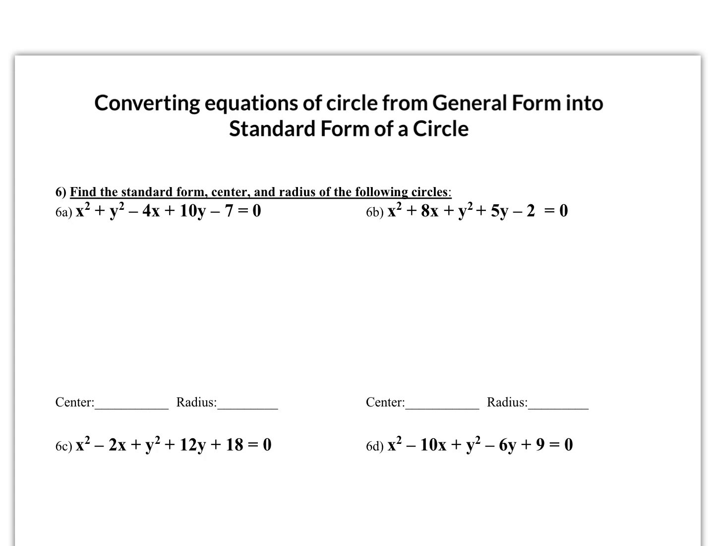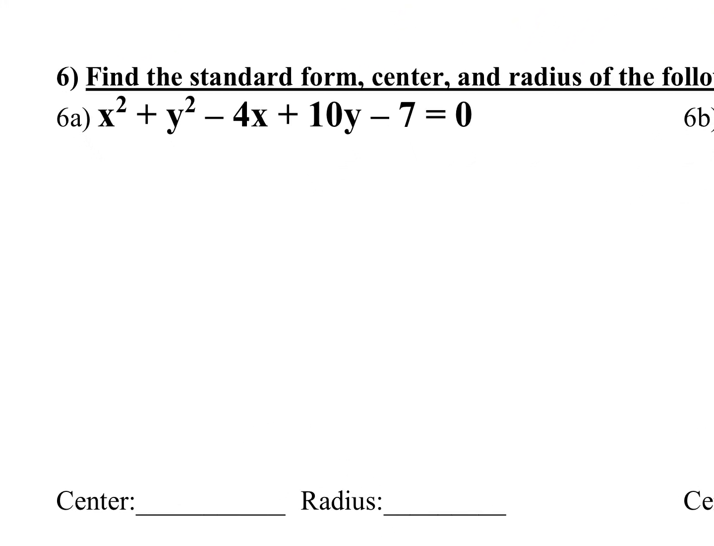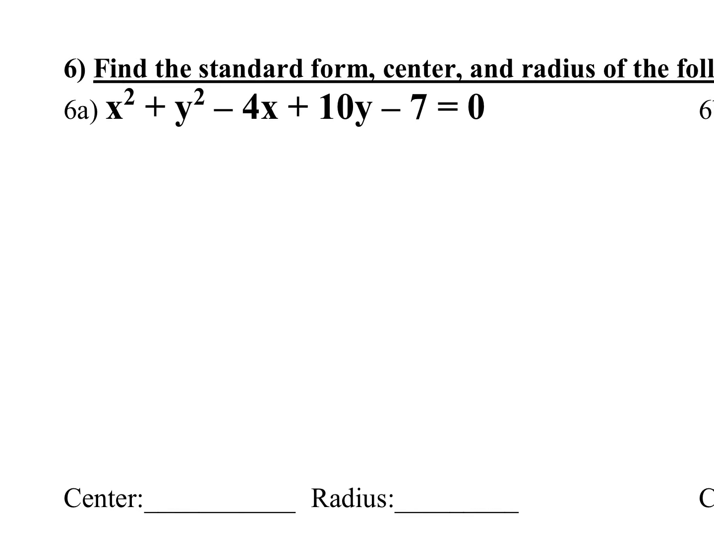Okay, let's convert this equation. Converting equations of a circle from general form into standard form. Okay, 6a. So if you're going to be looking at this form, x squared plus y squared minus 4x plus 10y minus 7 is equal to 0, this is what you call the general form of a circle. So we are going to convert this into a standard equation of a circle.